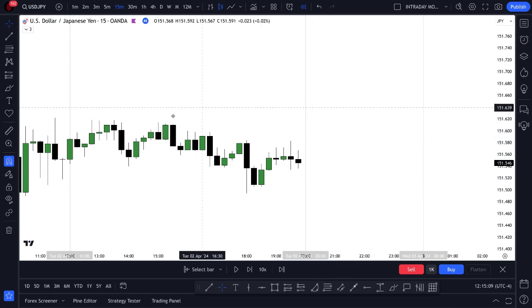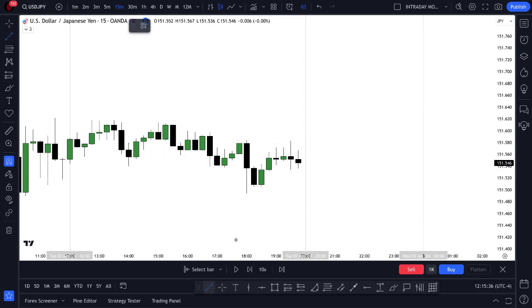This time period is 12 p.m. to 8 p.m. New York Eastern Standard Time. More than likely during this time period, what I like to call the New York lunch session, also known as the dead zone, prior to the Asian kill zone, the market is going to consolidate. And we want that. We want buy side to be built in and sell side to be built in. And you can see how the market engineers these equal highs and equal lows.